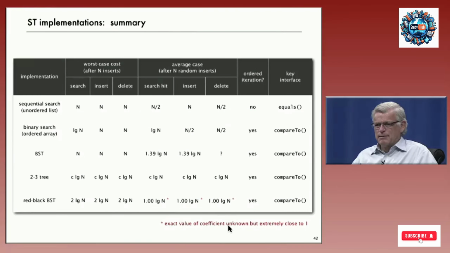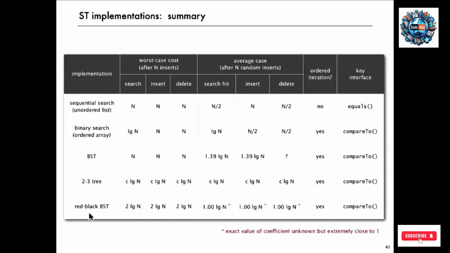So that completes our summary for symbol table implementations. With red-black BSTs, we have full code. It's the regular BST code with a couple of lines adding the calls on the basic operations to rotate right, rotate left, and color flip, and we get guaranteed logarithmic performance.